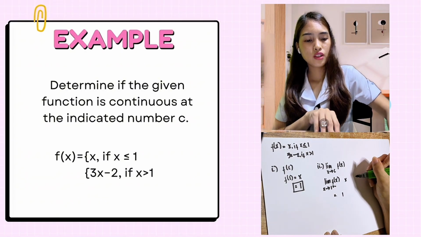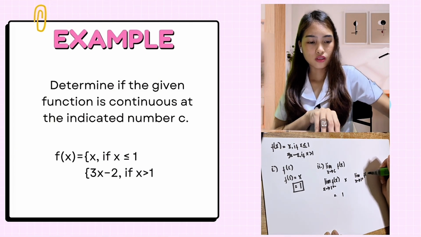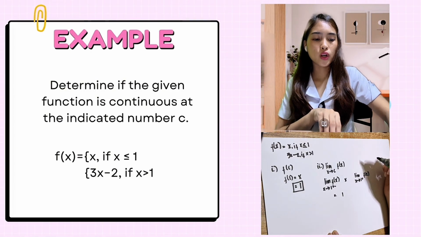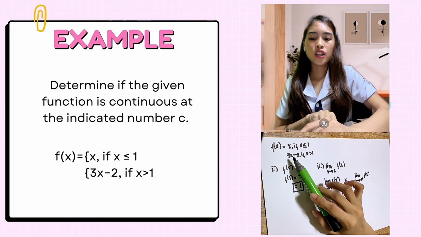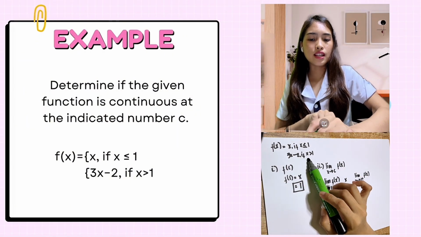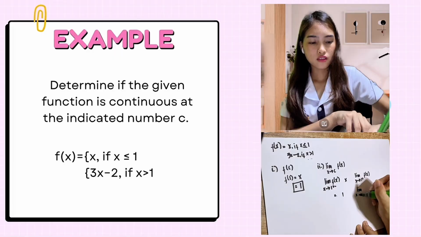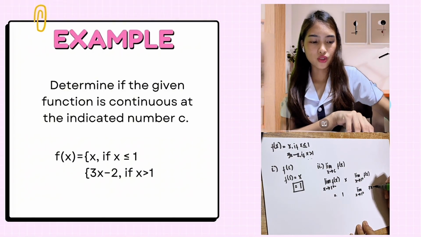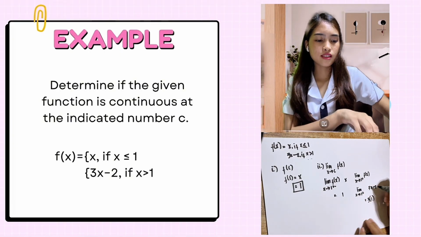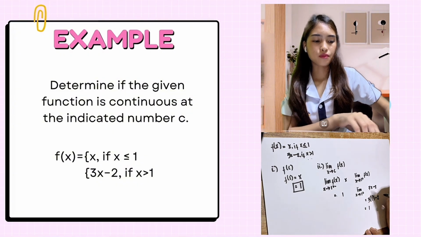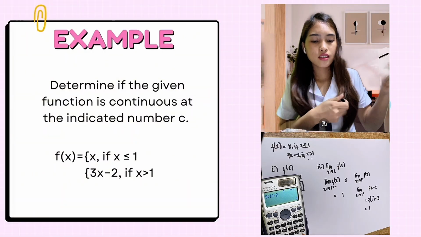So let's proceed to the right hand limit. Our x approaches 1 from the right, which means our x is greater than 1. So let's find here. Our f of x is 3x minus 2 if x is greater than 1. So f of x is 3x minus 2. So 3, and our x is 1. Let's input x equals 1: 3 times 1 minus 2 is equal to 1. So our limit exists and the two sides are equal.